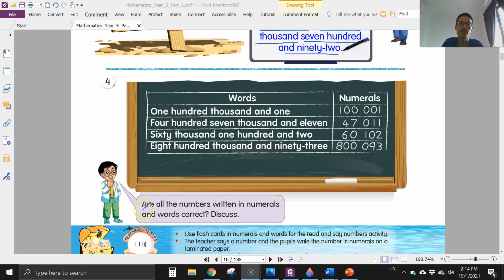Number 4. Are all the numbers written in numerals and words correct? Discuss. Okay, there are 4 numbers here. Are they all correct? If not, which one is wrong? Okay, I give you 10 seconds, or you can pause the video. Alright, you pause the video and look at the answer. Then we continue. Alright, let's look at the first one.